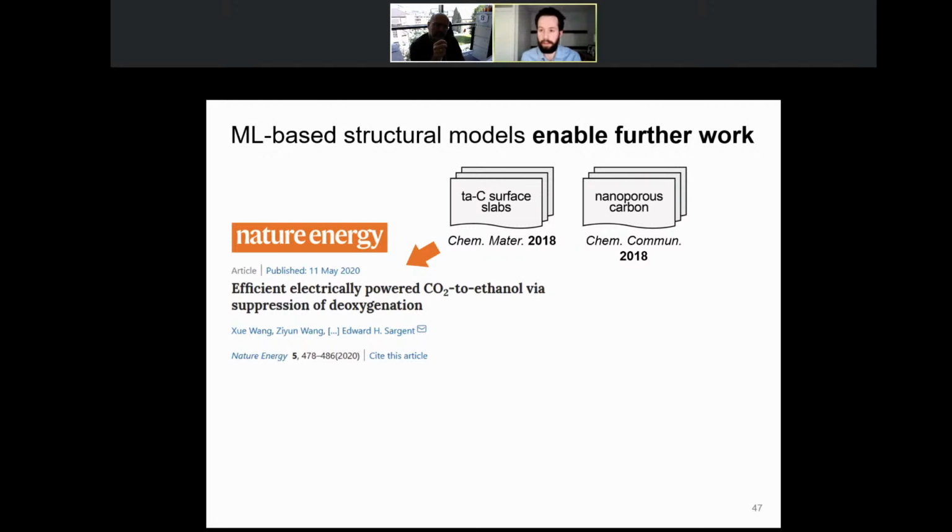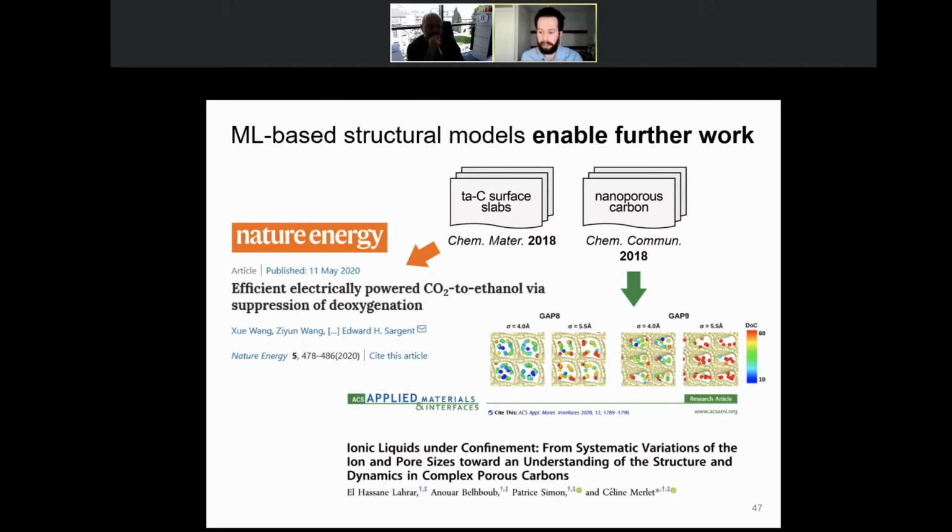I've told you about these nanoporous carbon structures that we've generated. Again, this is a paper that came out recently. I think that's quite exciting, and it shows that there is a potential impact of these methods in a wider range than just those people who make the potential itself. So these things do enable quite exciting further work.